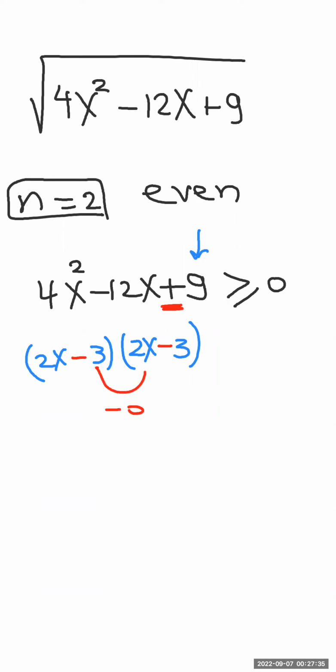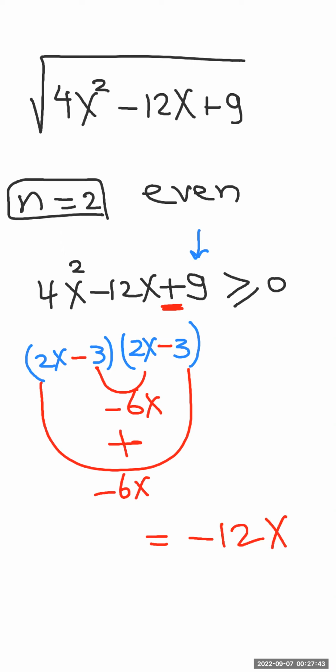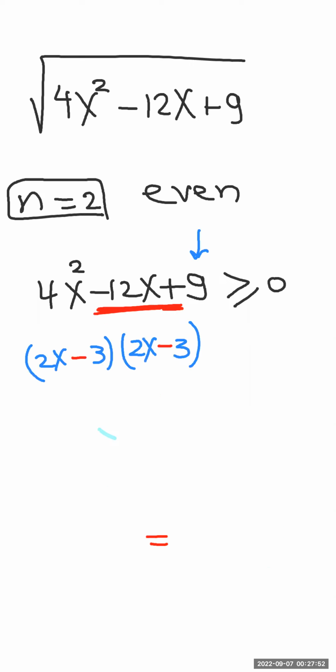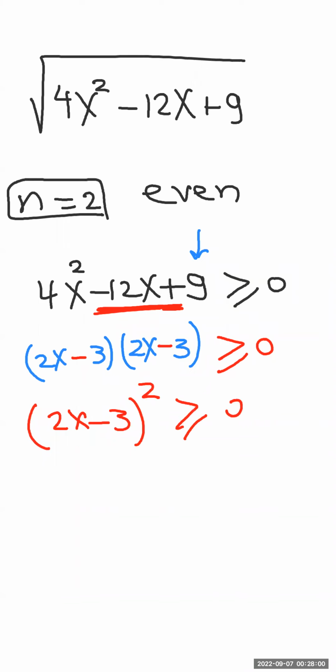Now this one is negative 6x and the extremes give negative 6x. If I add these two terms, it will equal negative 12x. Actually, this one is the middle term, correct? So my factorization is correct 100%. Now it's 2x minus 3 times itself. So this means it's 2x minus 3 all to the power 2, greater than or equal to 0.